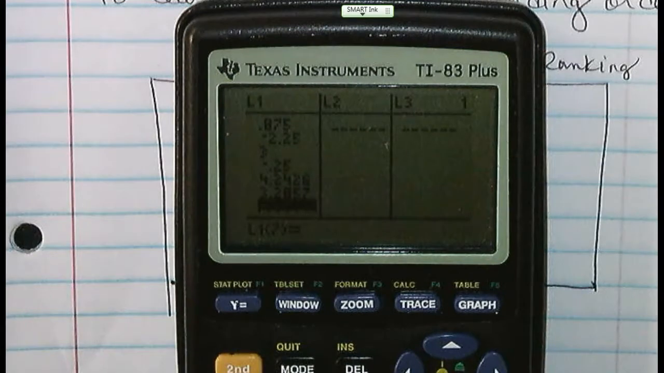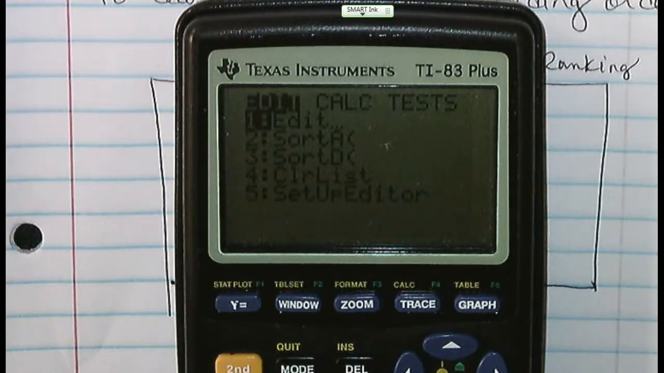So let's look at what we're going to do. If we're going to do ascending, now we're going to go back and push Stat. Now, have you ever wondered what sort A and sort D does? Yeah, you should. It's really important. Sort A is sort ascending, and sort D is sort descending. Yep, I know. I was surprised too. So if I want to do ascending, which would be 2, you just have to push the 2 button.